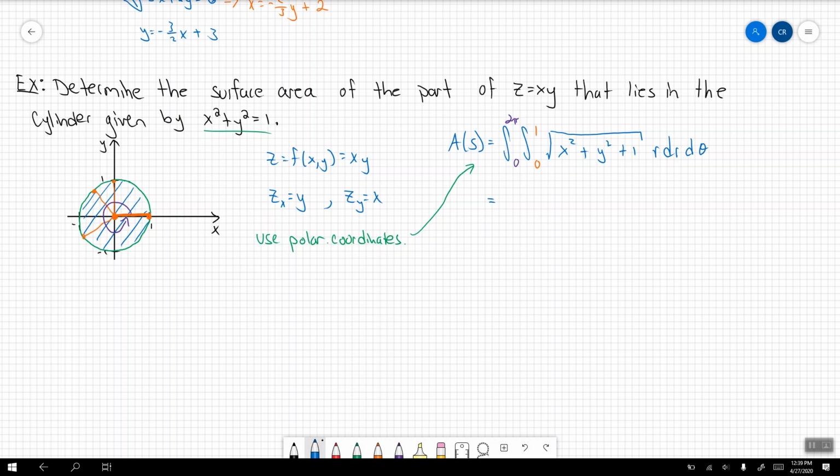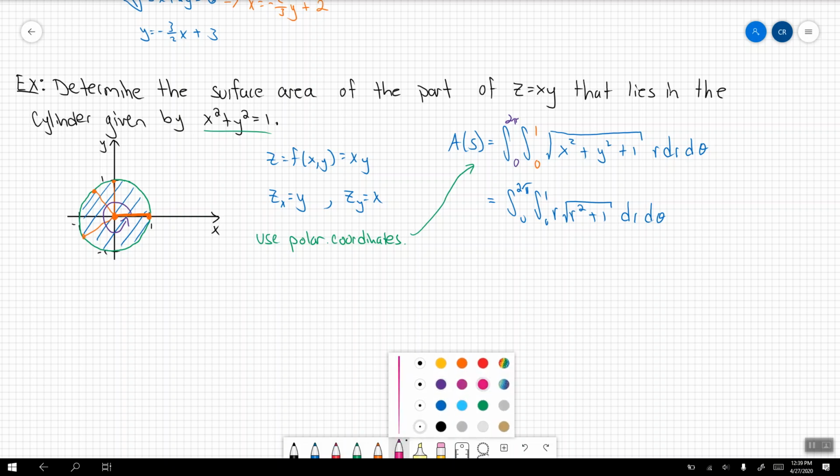Which means this double integral is really from 0 to 2 pi, from 0 to 1, x squared plus y squared. You remember what x squared plus y squared is in polar? It's r squared. Then we have r out there, and this is r dr d theta. Nice. So from here, we can just take it with a u substitution, and everything will be fine.